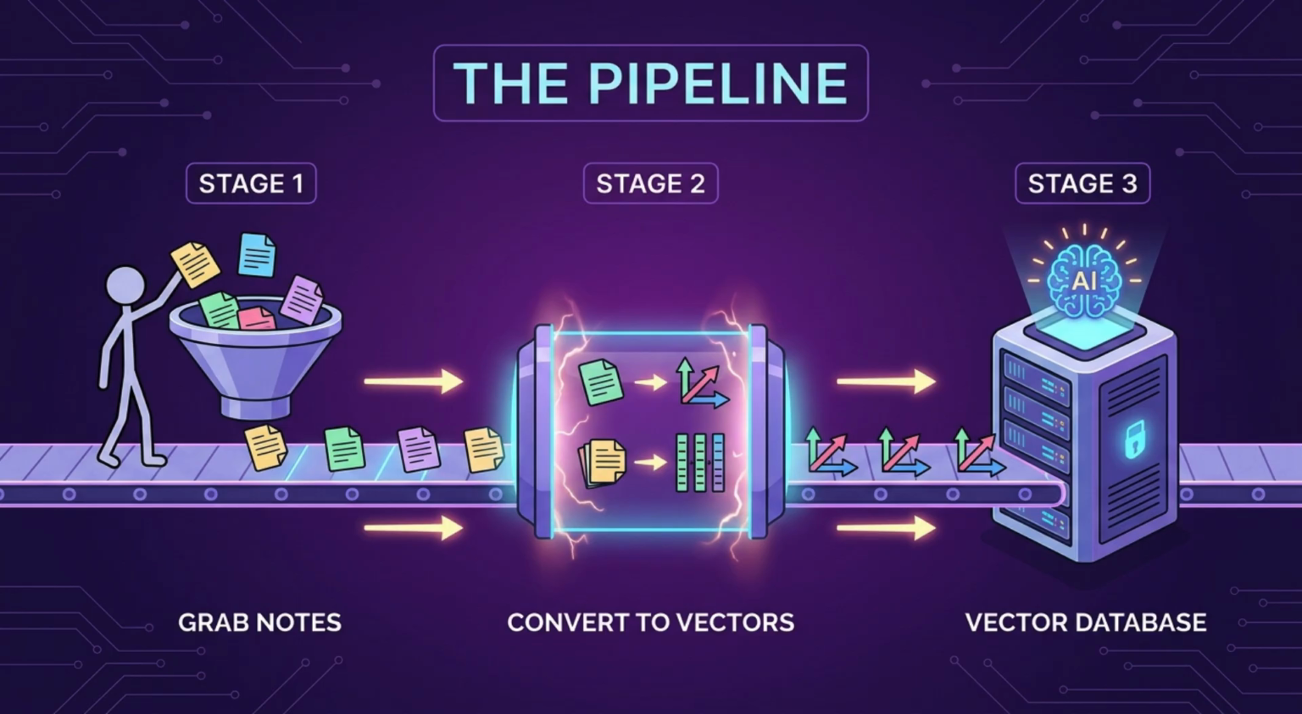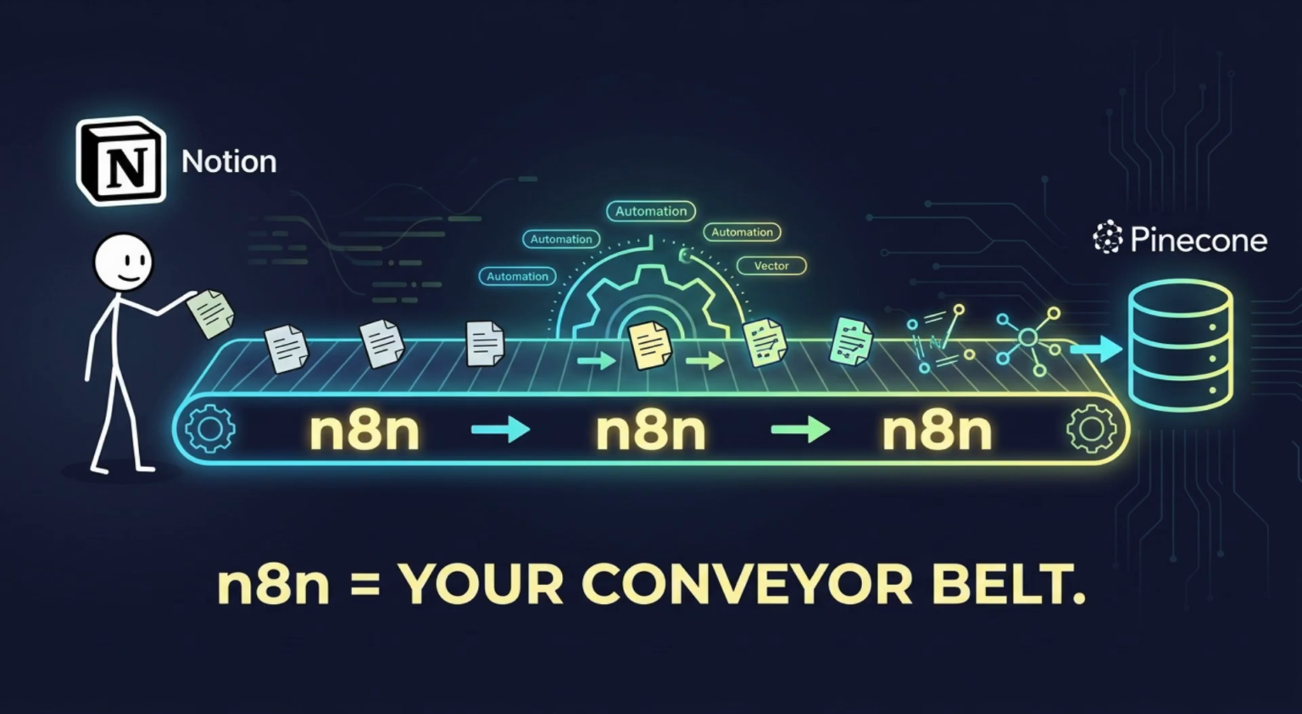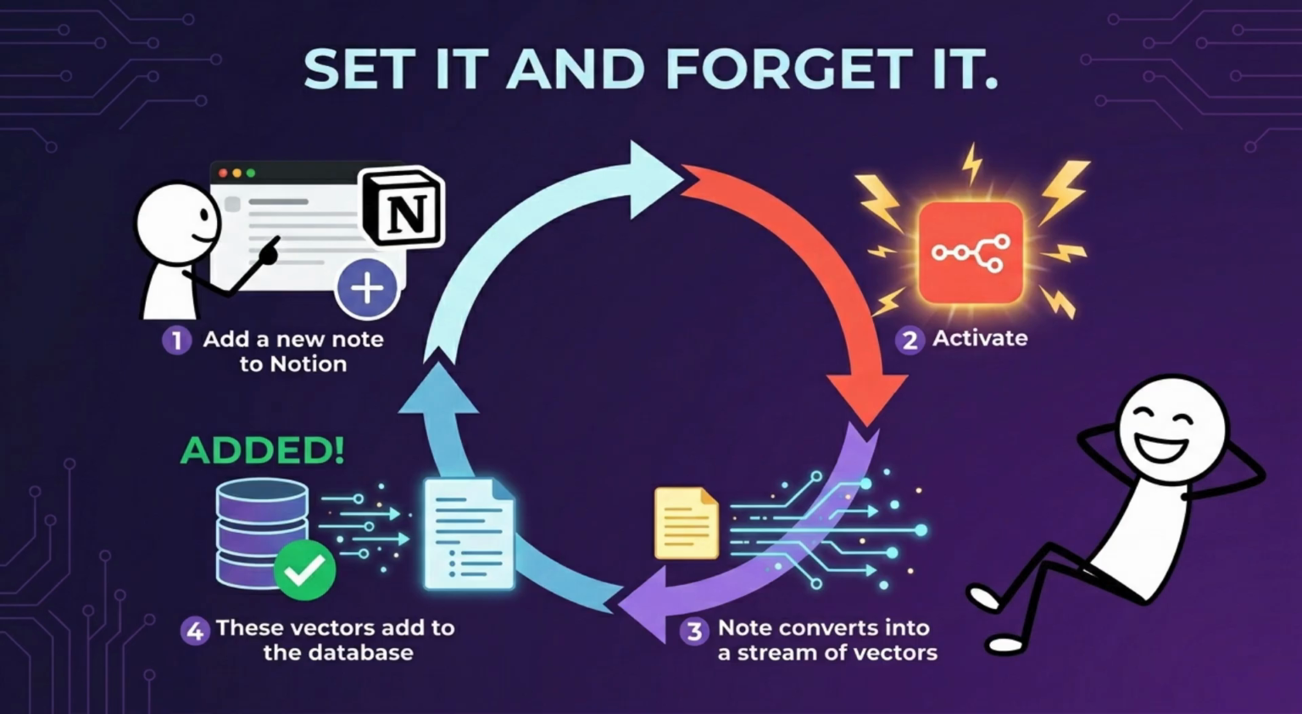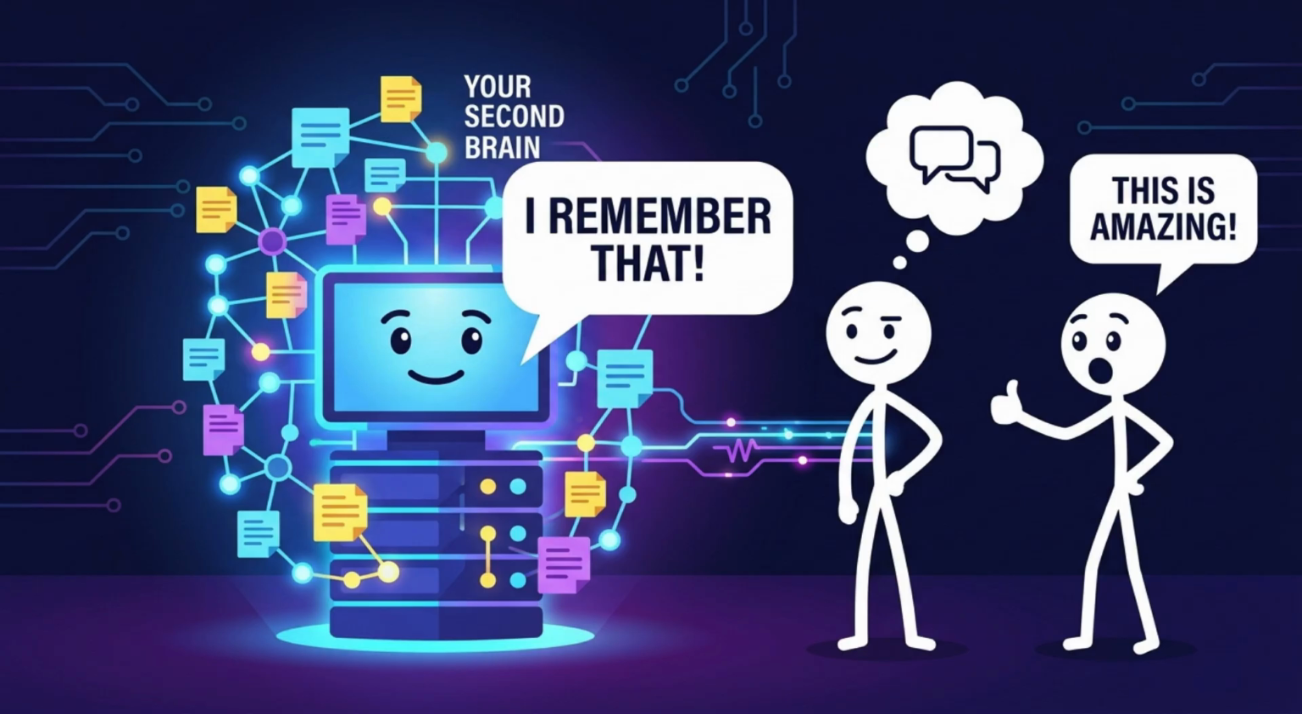Here's where it gets interesting. To make this work, you need a pipeline. You need something that grabs your notes, transforms them into these numeric vectors, and stores them somewhere your AI can access them quickly. That's where n8n comes in. n8n is an open-source automation tool. Think of it like the conveyor belt that moves your notes from where they live to where they need to be. You set it up once. And every time you add a new note, it automatically gets processed and added to your vector database. You don't have to think about it. It just works.